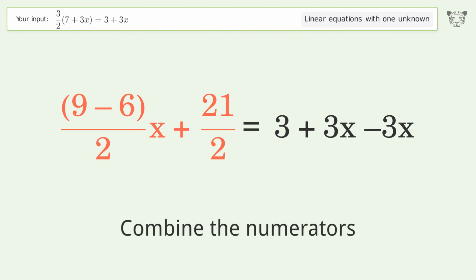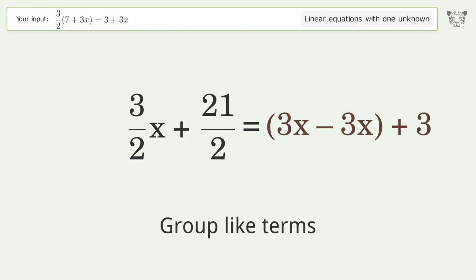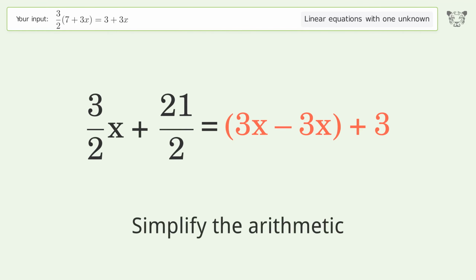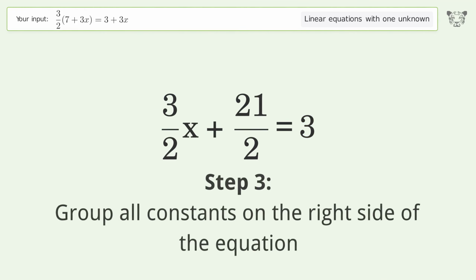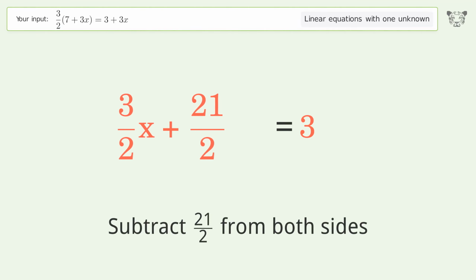Combine the numerators. Group like terms. Simplify the arithmetic. Group all constants on the right side of the equation. Subtract 21/2 from both sides.